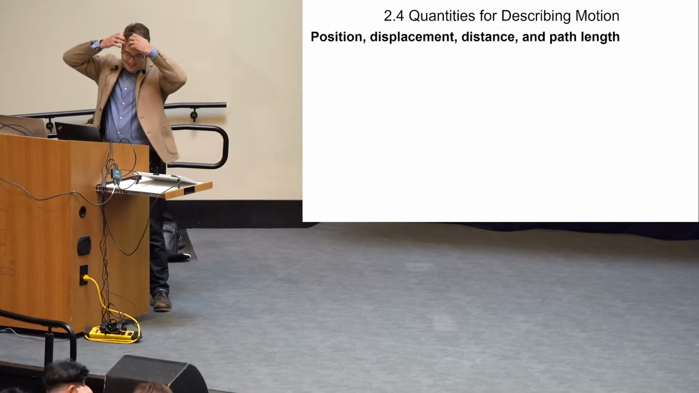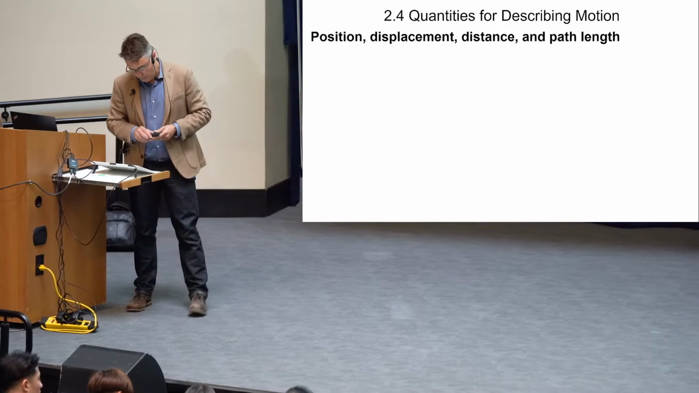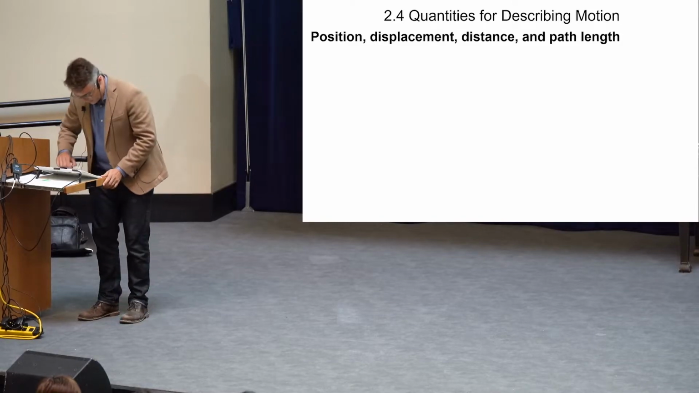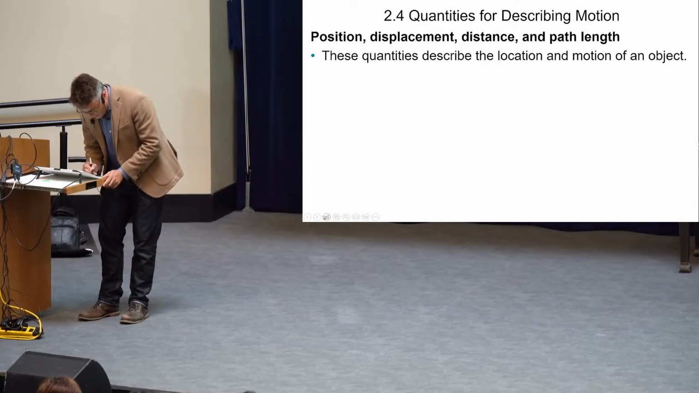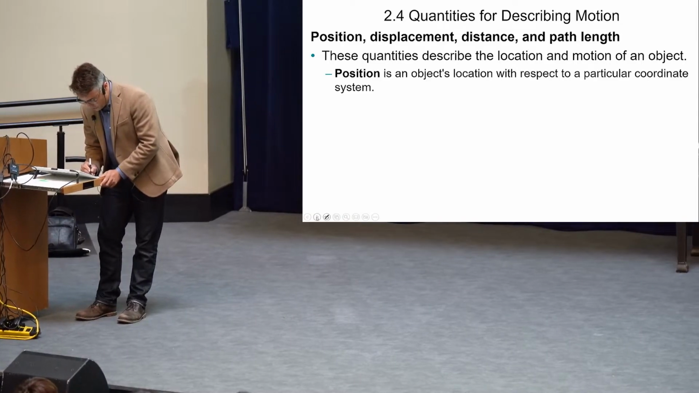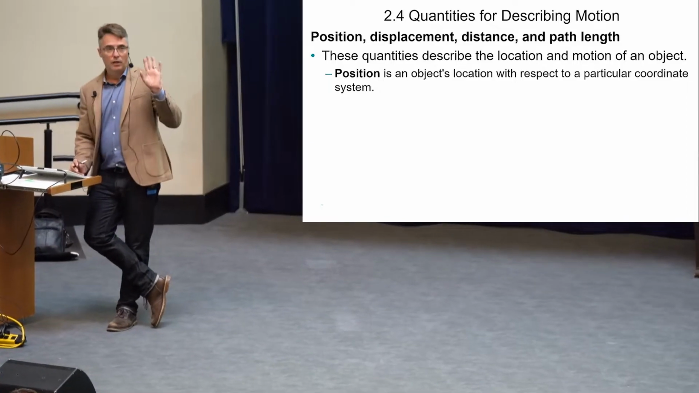All right, so back to physics. So I'm going to go through chapter 2.4, in which she describes position, displacement, distance, and path length. And it's a little more complicated than it needs to be. These quantities describe the location and motion of an object. Position is just an object's location on a coordinate system.